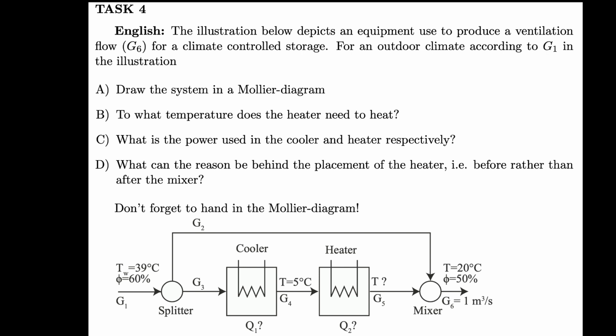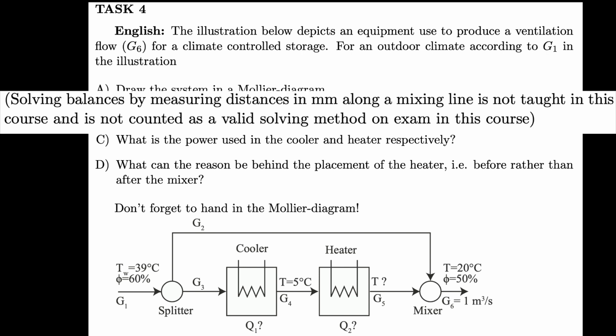For an outdoor climate, according to G1 in the illustration: A. Draw the system in a Mollier diagram. B. To what temperature does the heater need to heat? C. What is the power used in the cooler and the heater respectively? D. What can the reason be behind the placement of the heater, that is, before rather than after the mixer?